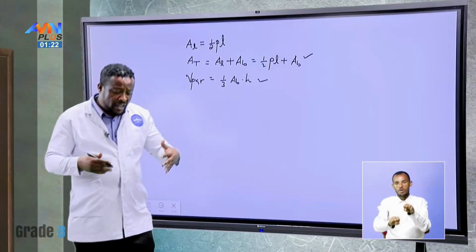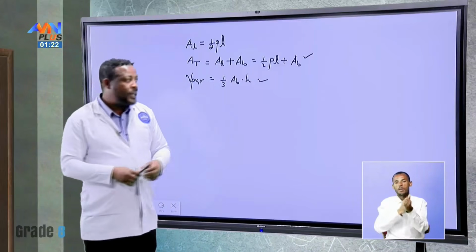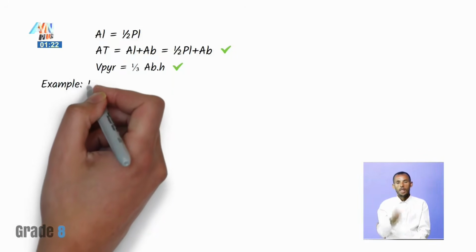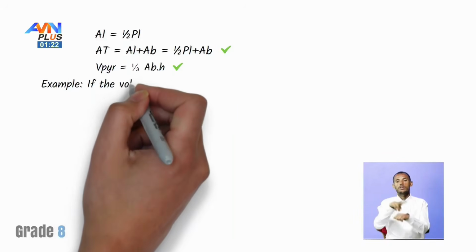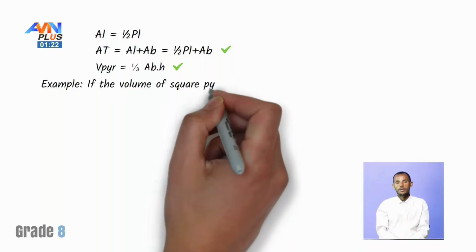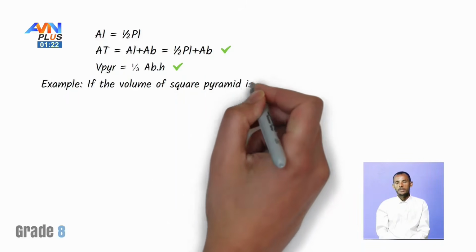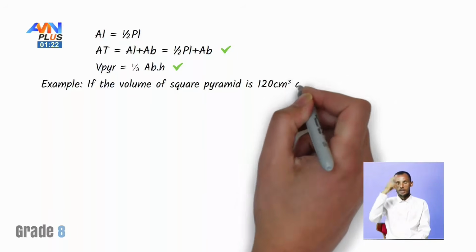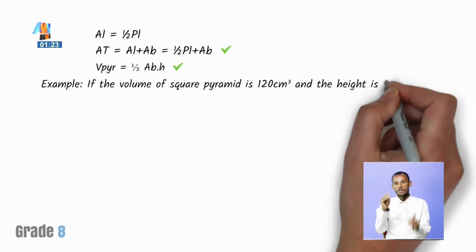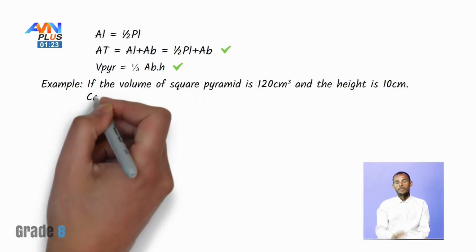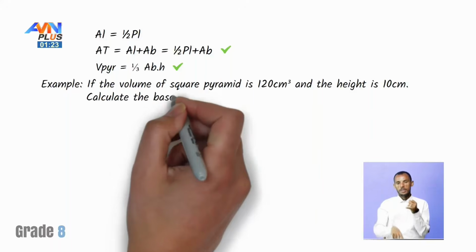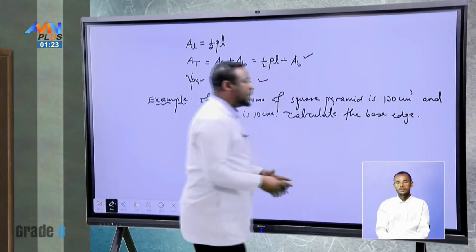Let's take a single example, then we proceed to the present lesson. If the volume of a square pyramid is 120 centimeter cube, and the height is 10 centimeter, calculate the base edge, or the side of the square.